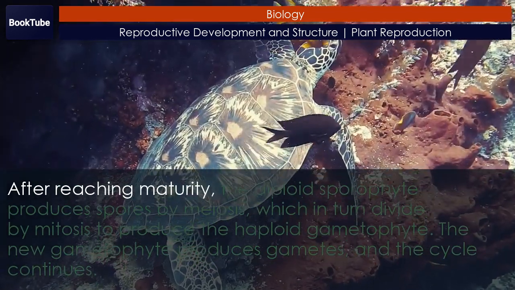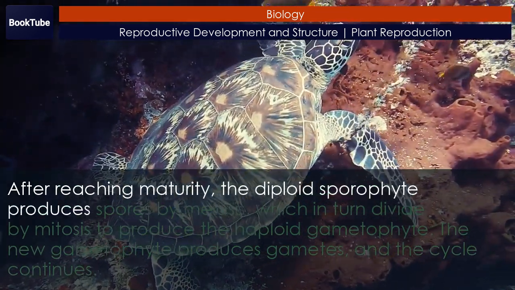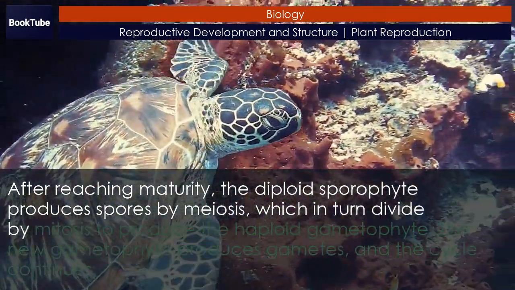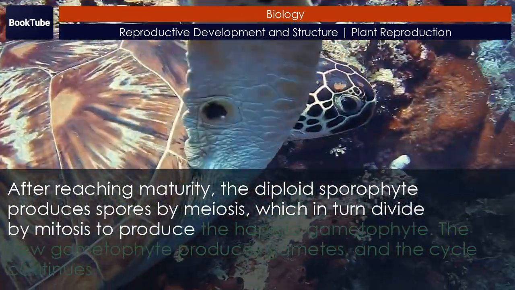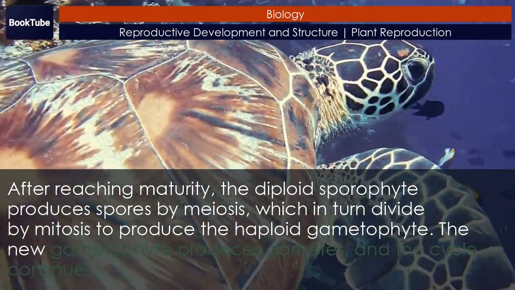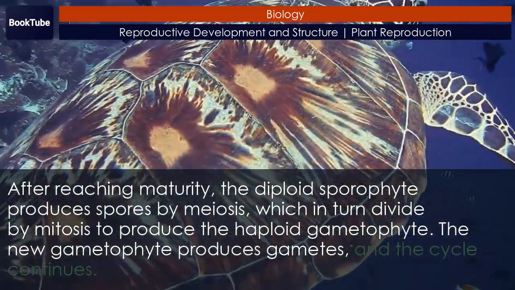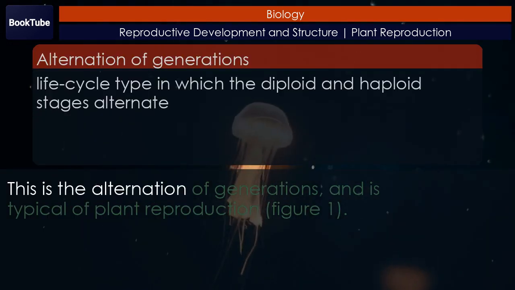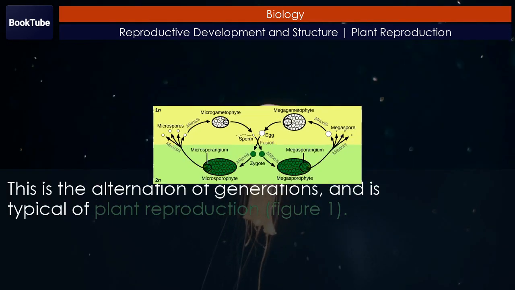After reaching maturity, the diploid sporophyte produces spores by meiosis, which in turn divide by mitosis to produce the haploid gametophyte. The new gametophyte produces gametes, and the cycle continues. This is the alternation of generations, and is typical of plant reproduction.